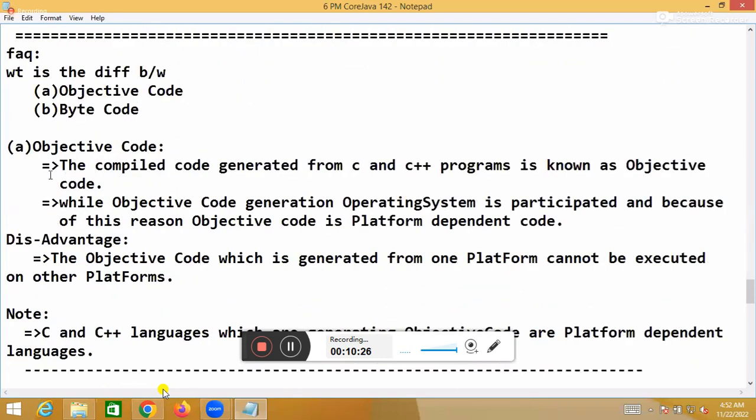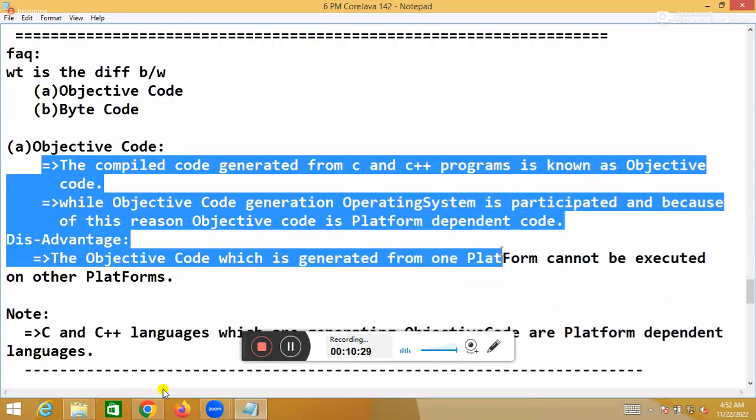So I made a statement now. Objective code is the compiled code generated from C and C++ programs, while objective code is generating operating system is participated. When operating system is participated, objective code is platform dependent code. Disadvantage, the objective code which is generated from one platform cannot be executed on other platforms. The meaning, the objective code which has come out of Windows operating system, it will not work on Linux operating system. That is a drawback of your objective code.